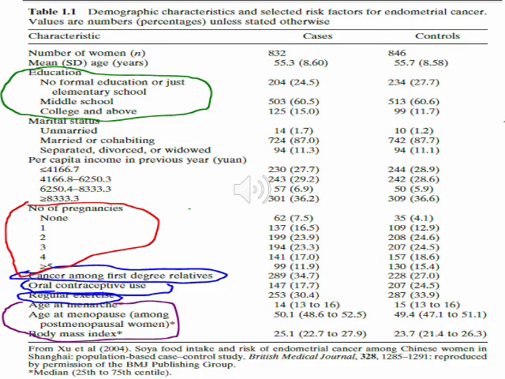To further understand it, I have taken an example from a research paper where it was studied whether there is any kind of relationship between soya food intake and risk of endometrial carcinoma among Chinese women. So here we can see the different types of characteristics given on your left: number of women, mean age, education, marital status, per capita income, number of pregnancies, cancer present or absent, oral contraceptive use. So all these are variables.